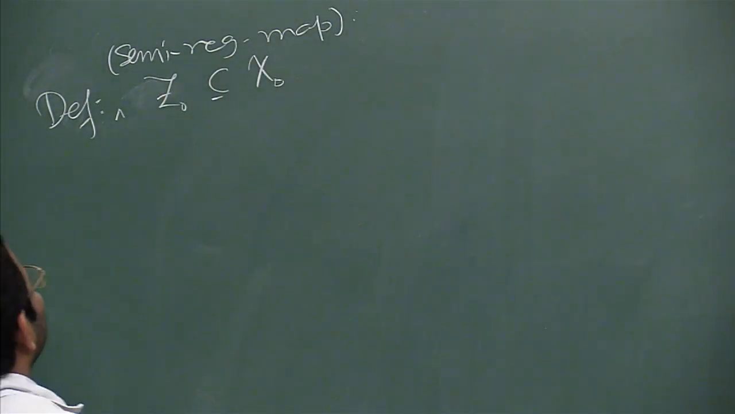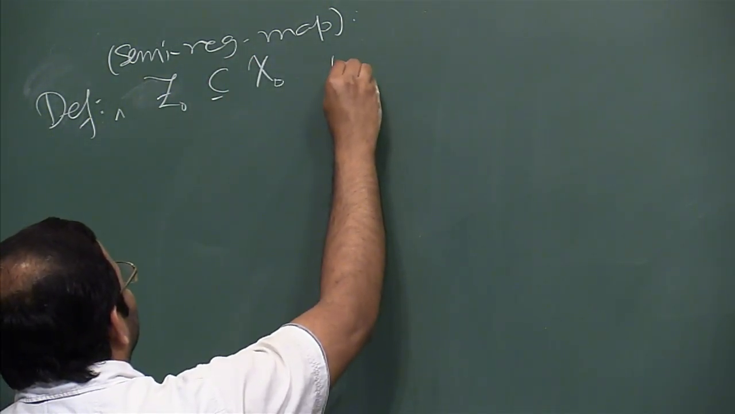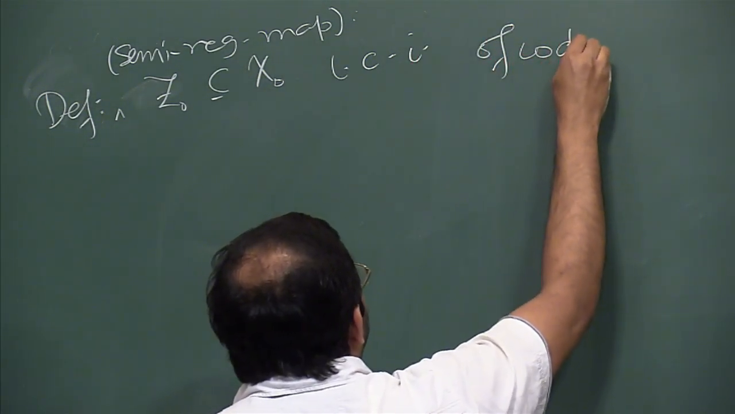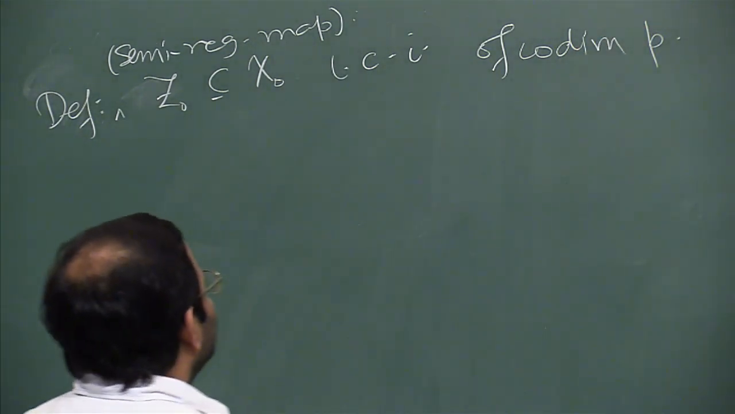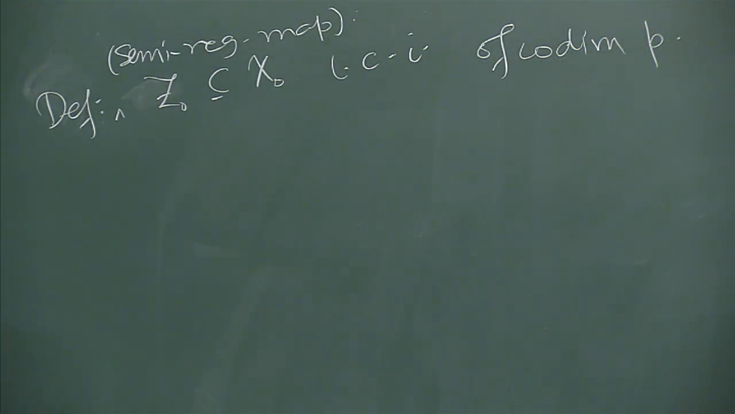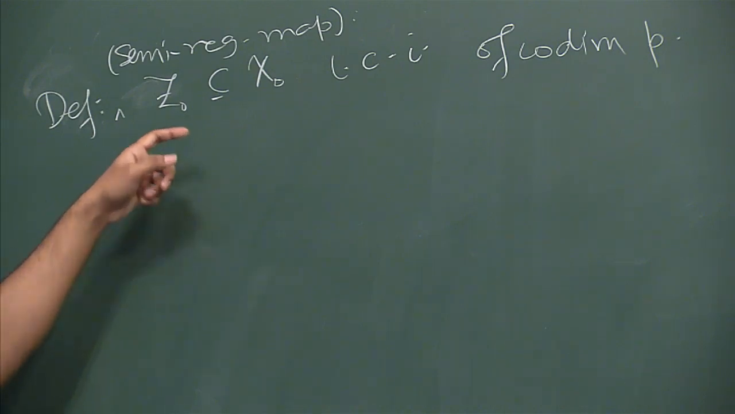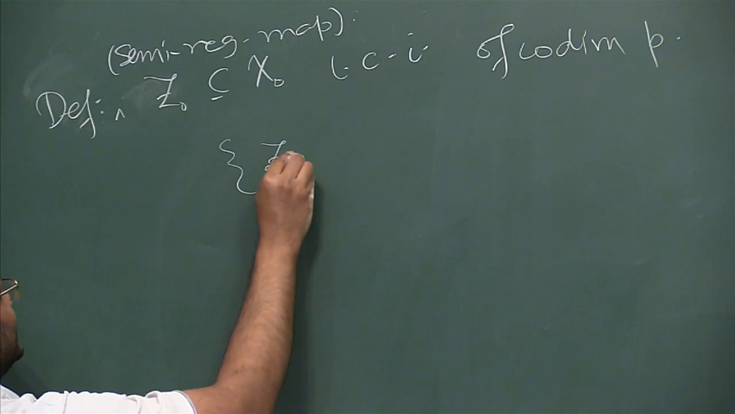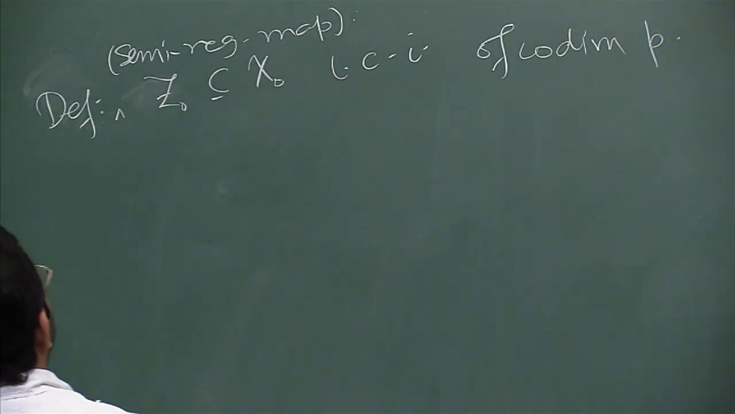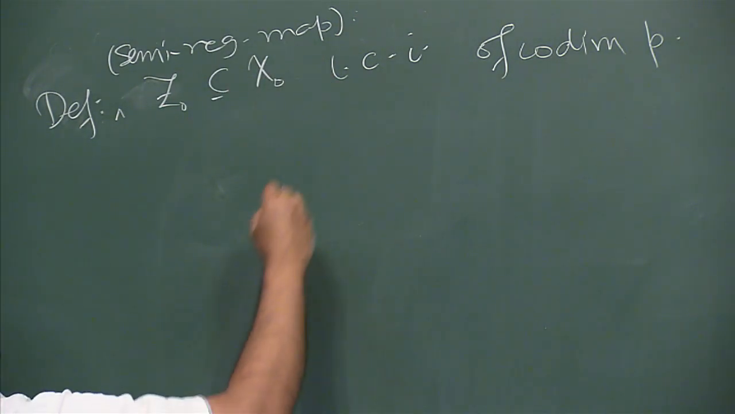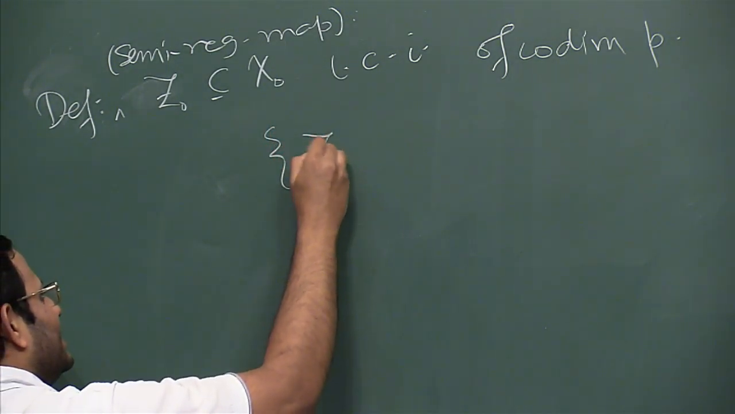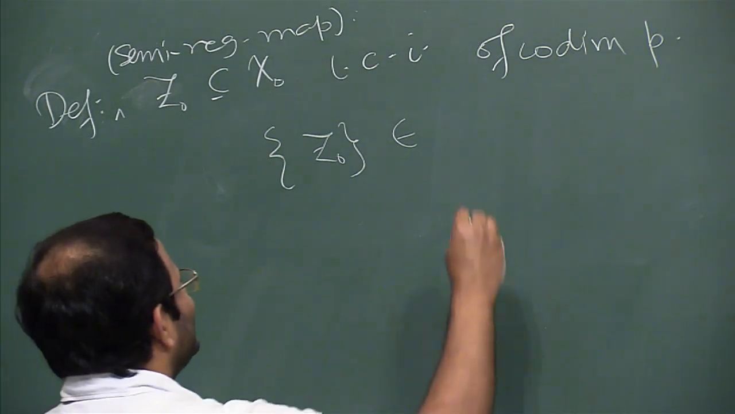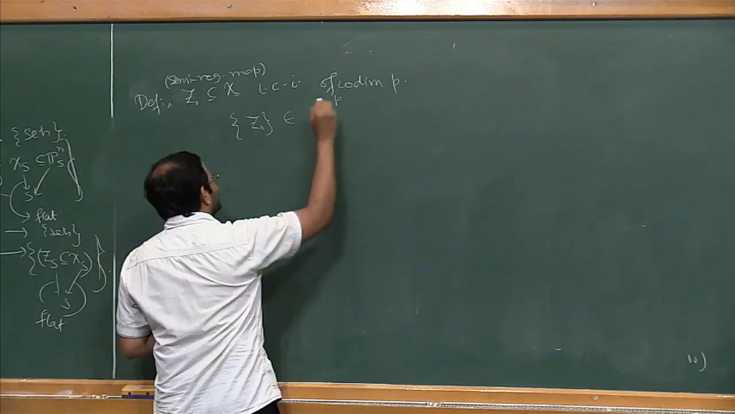Let's see. Local complete intersection of codimension P. And now we know that the cohomology class of Z0 has a description in Čech cohomology. First you can write a class Z0. Okay. Here I am going to use something.